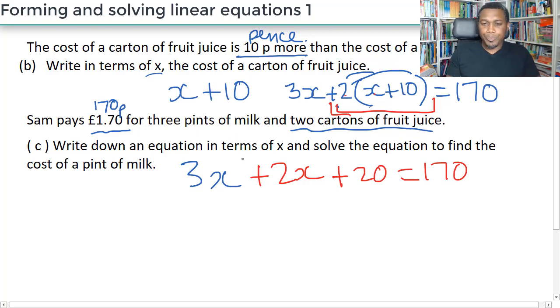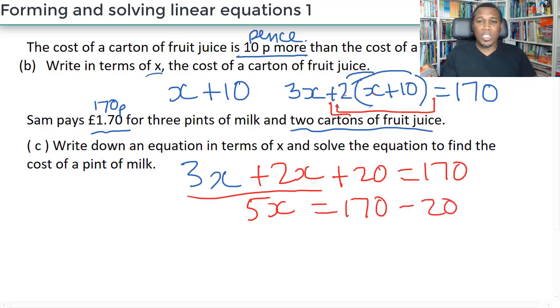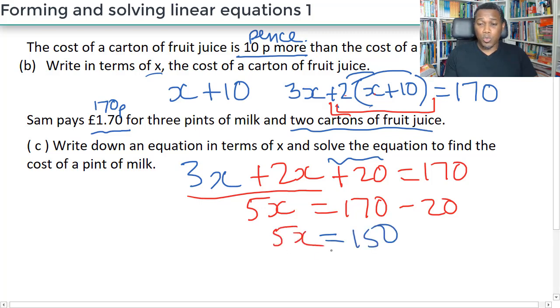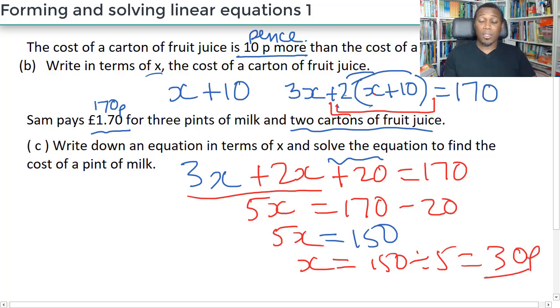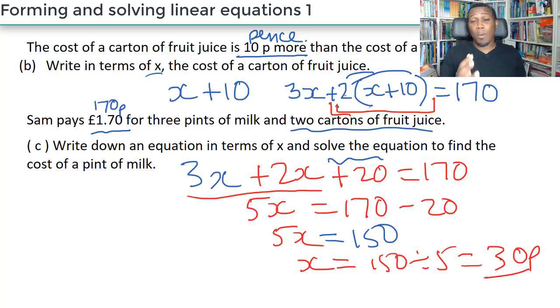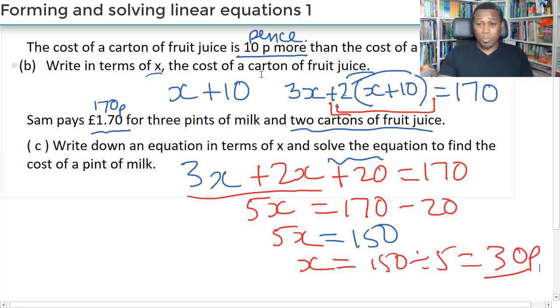Now, if this is the case, hopefully you should see that we're almost home free. We get 5x when we collect the x's, and that is equal to 170, take away 20, change side, change sign. So the plus 20 went on the other side to become minus 20. 170 minus 20 is 150. So what we have is 5x is 150, which means that x is equal to 150 divided by 5, which is equal to 30. So the answer, how much is the cost of a pint of milk? 30p. We've been working using the same units throughout. That was really important. If we did the 1.7 and not 170p, then adding 10 won't be valid, because the adding 10 was based on us working in pence. We're going to get the value of x in pence.